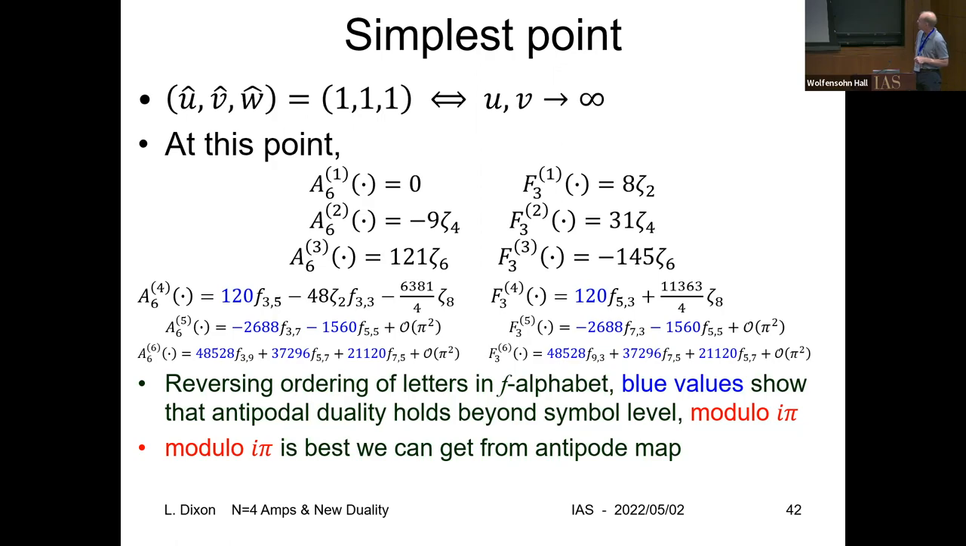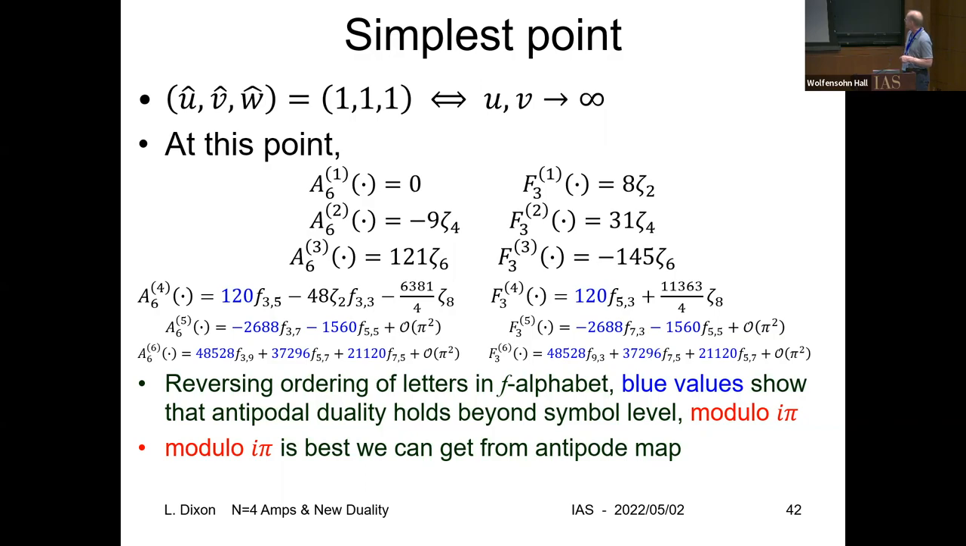But at four loops, when we represent numbers in this space, they involve even Riemann zeta values, which are even powers of pi squared. But then they start to develop dependence on some non-abelian words in an F alphabet. And the main thing I want you to notice, without going into too many details, is that the antipodal map beyond the symbol level also includes an instruction to reverse the order of the letters in these words. And so you see here, there's an F35, and here you have an F53, and they have the same coefficient in blue. When you go to five loops, you have an F37 and an F73 and an F55, and the coefficients completely map back and forth. And similarly at six and seven loops.